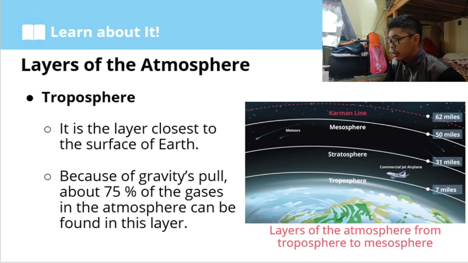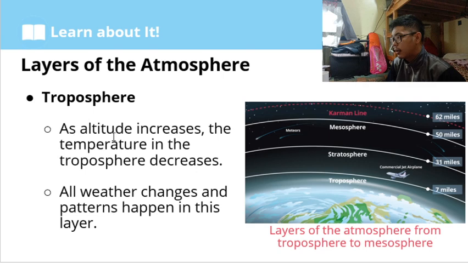Alright? As the altitude increases, the temperature in the troposphere decreases. As you get to see in the temperature gradient po, yun po yung pattern doon. So, habang tumataas ka sa troposphere po, lumalamig. Right? All weather changes and patterns happen in this layer, as I mentioned earlier.